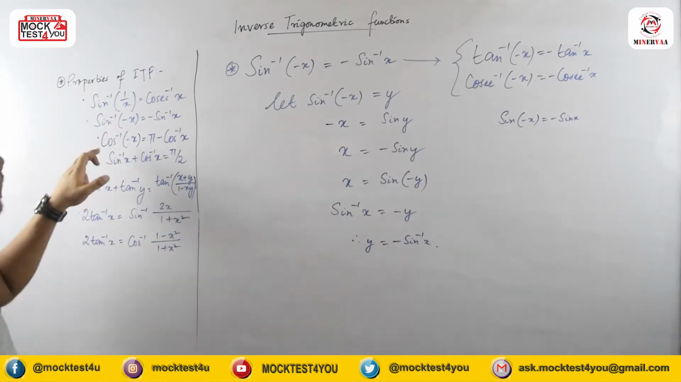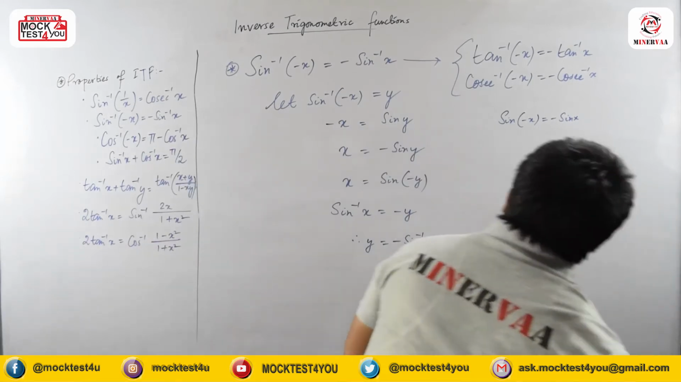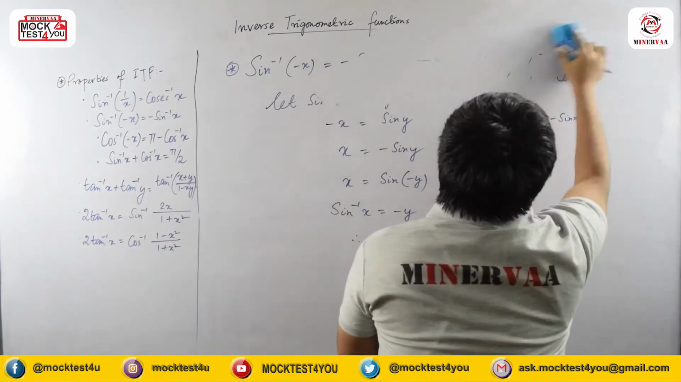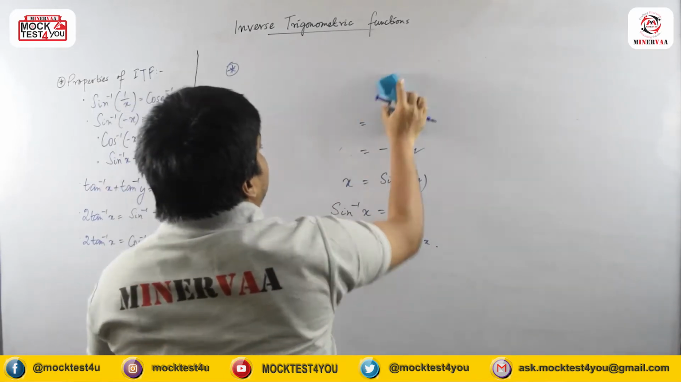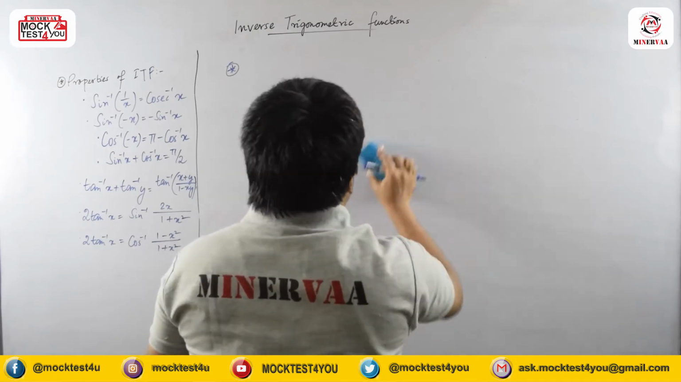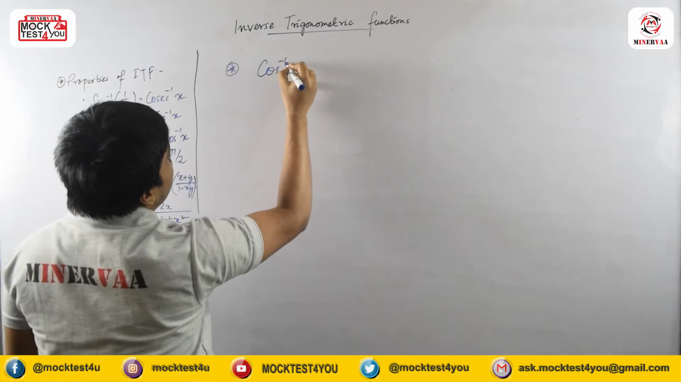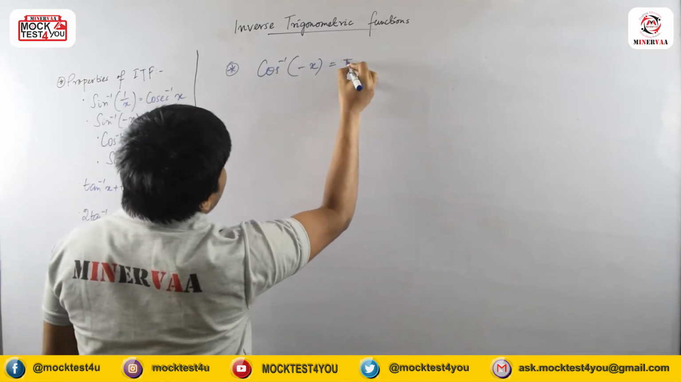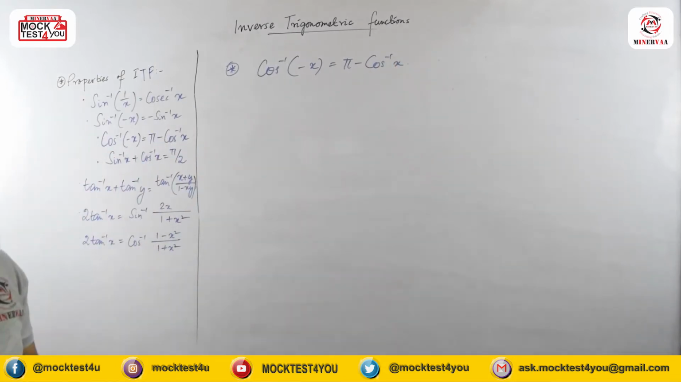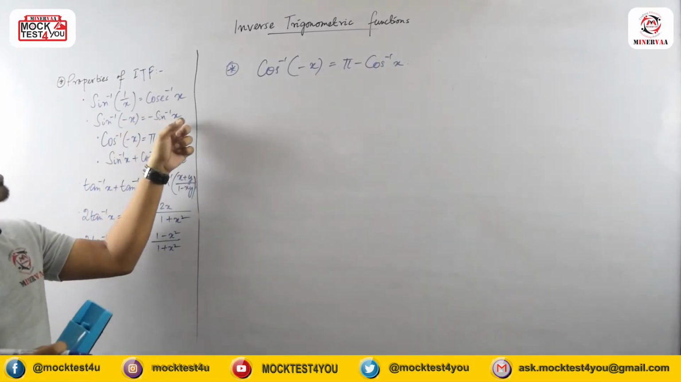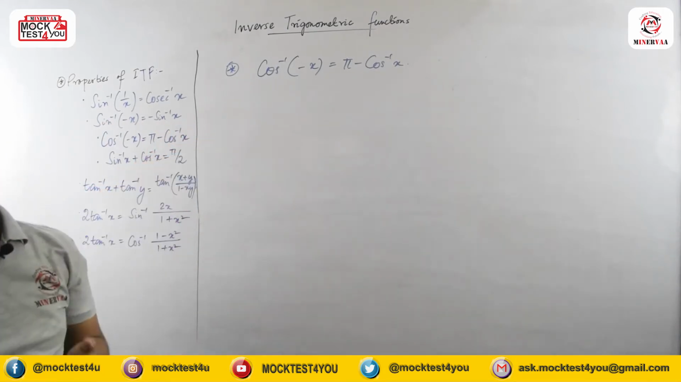Okay, now the next one is the cos inverse one. Let us discuss the cos inverse one. We have another property: cos inverse minus x is given by pi minus cos inverse x. Now it follows a different rule. Sine inverse minus x we directly wrote as minus sine inverse x, but cos inverse minus x is pi minus cos inverse x.